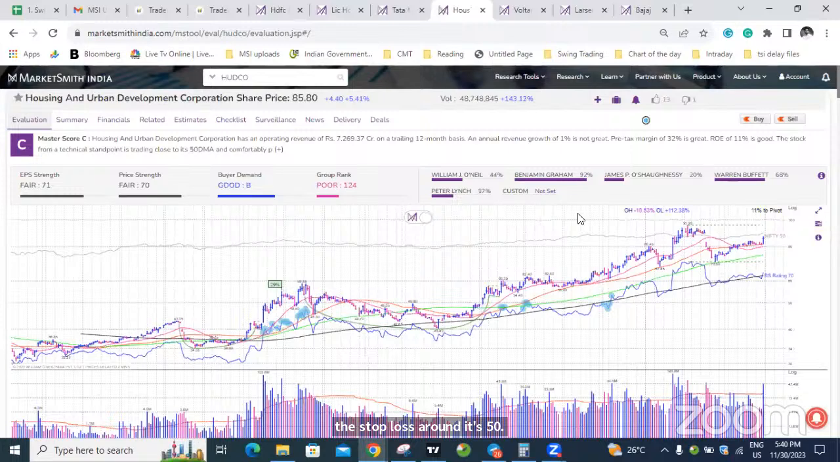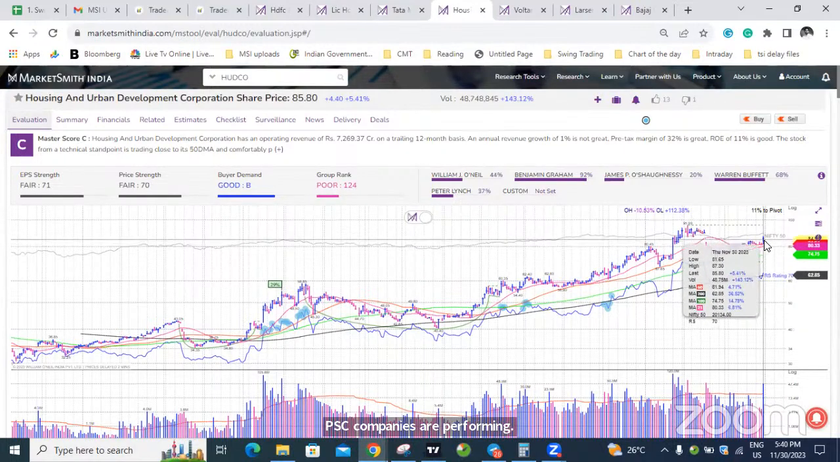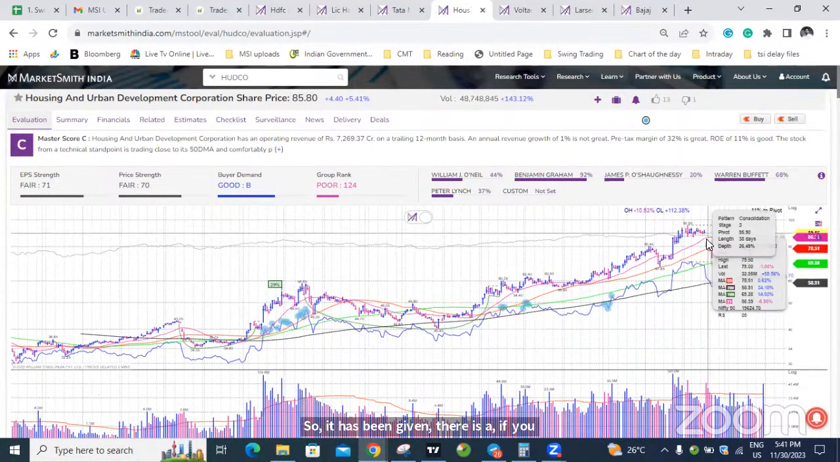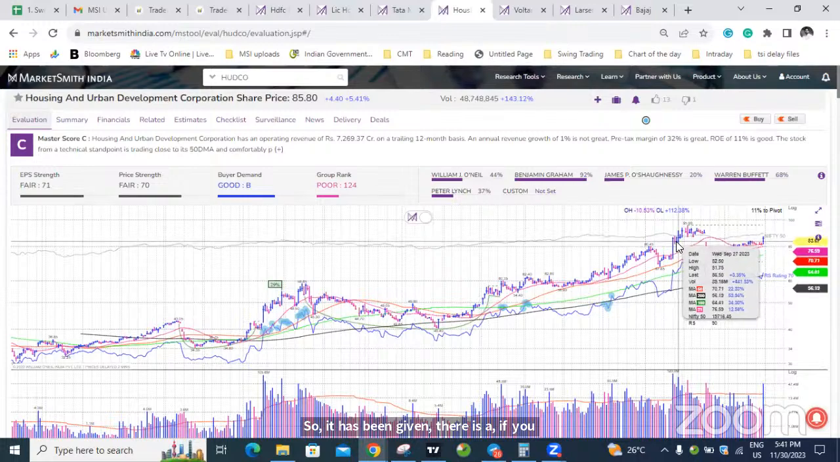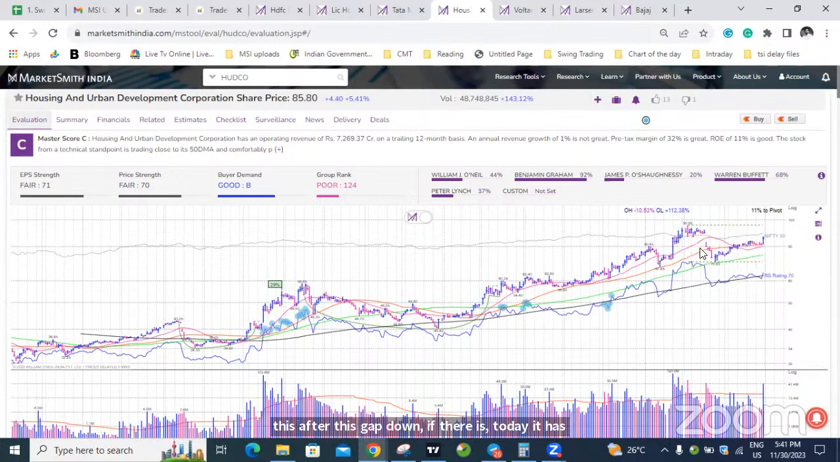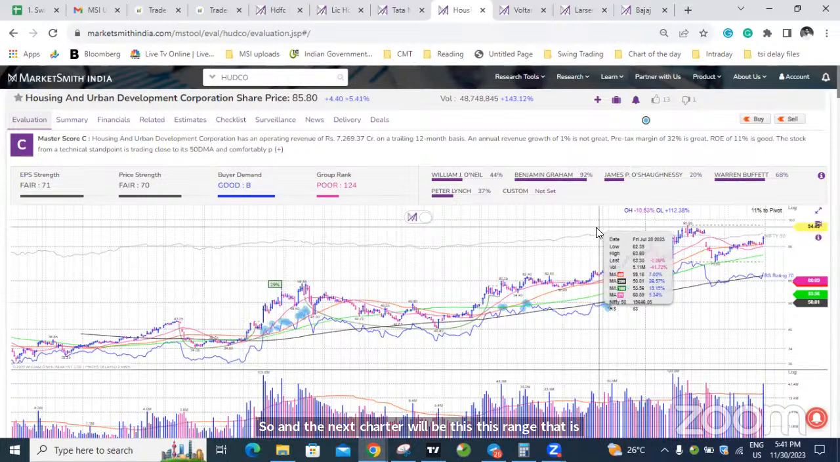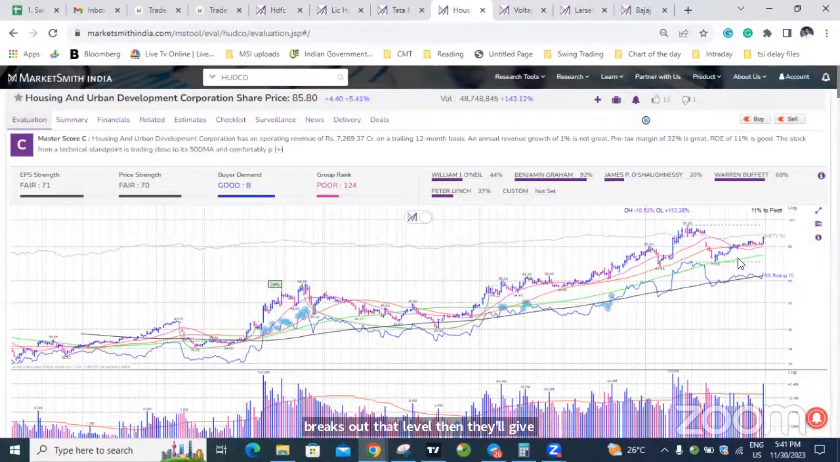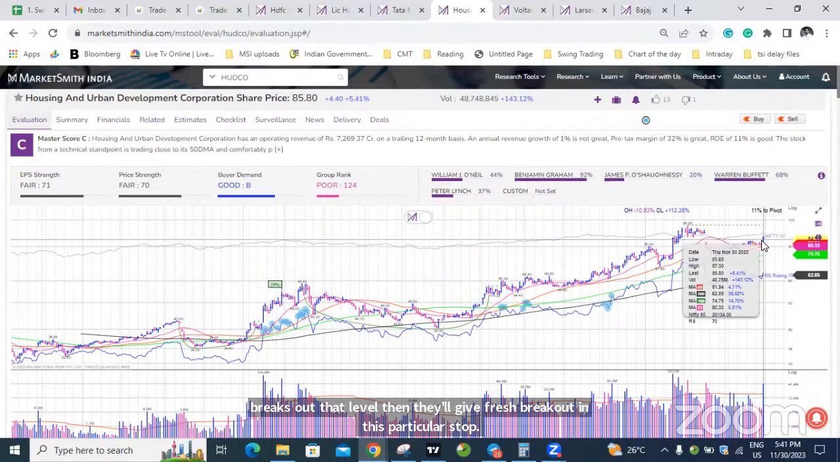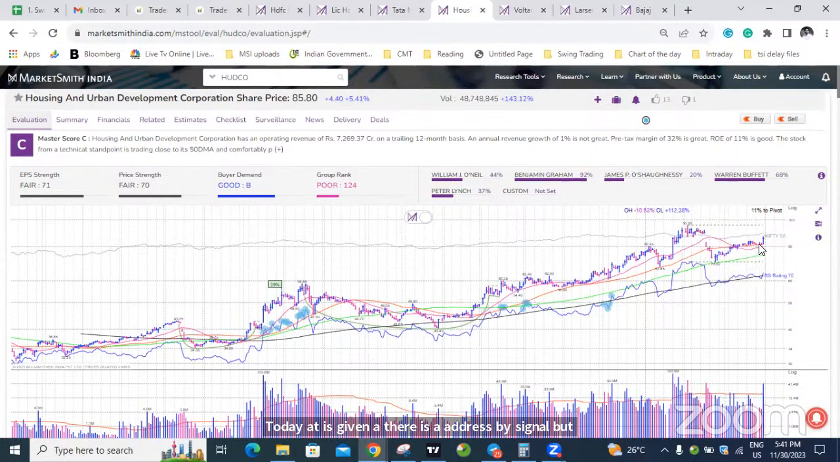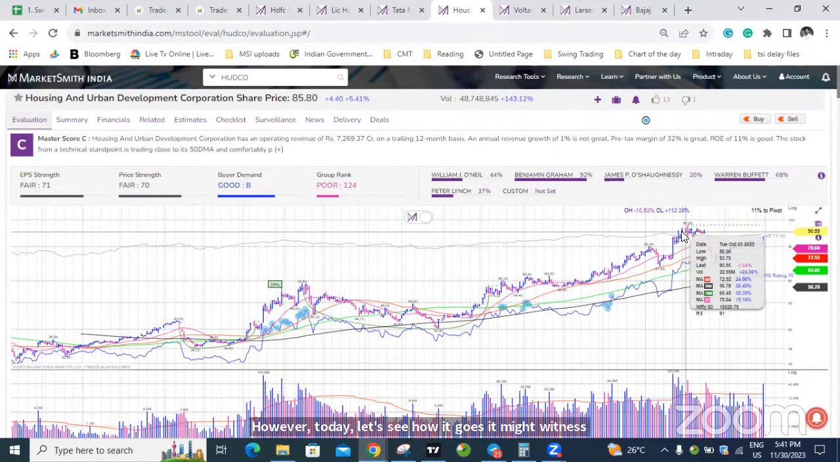Next one is Hindalco. If you see the overall trend, all the PSU companies are outperforming. After this gap down, today it has given a very good breakout from this particular box range. The next hurdle will be this range, that is around 88 to 94 level. If it breaks out of that level, then there will be a fresh breakout in this stock. Today it has given an advanced buy signal, but let's see how it goes. It might witness some supply at this current junction, that is around 90.